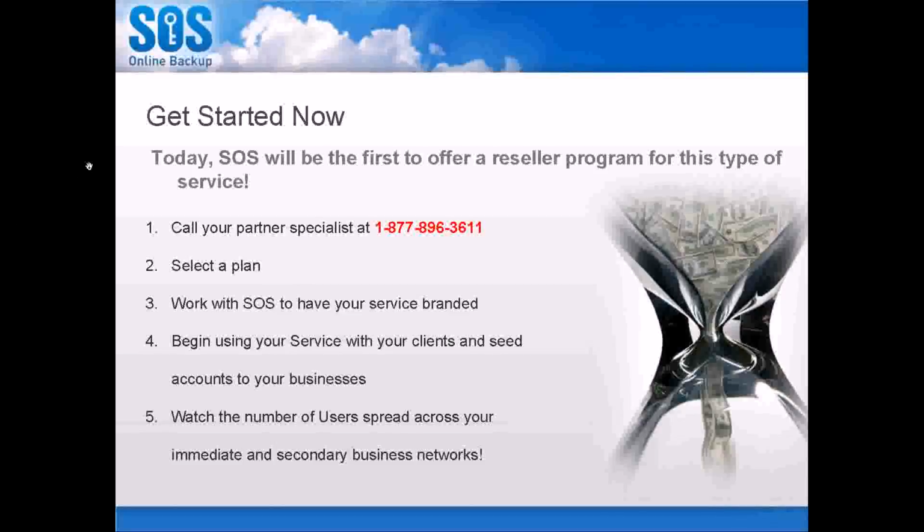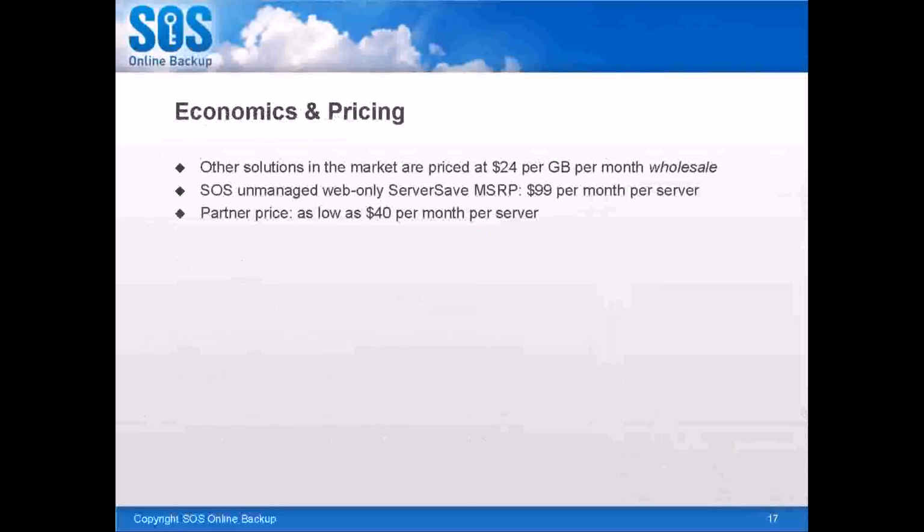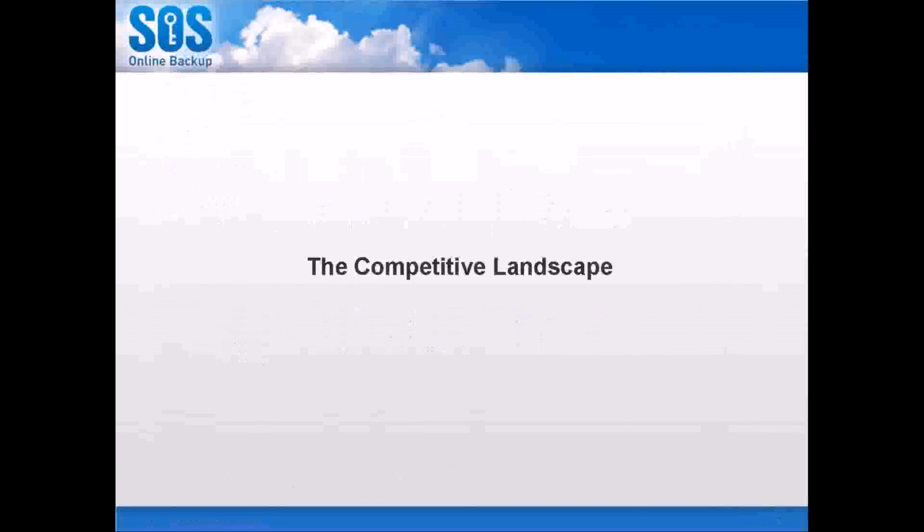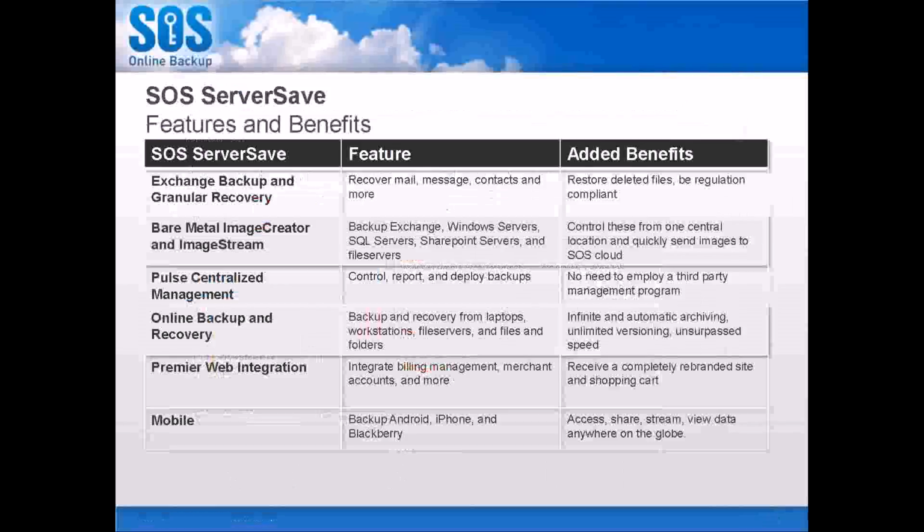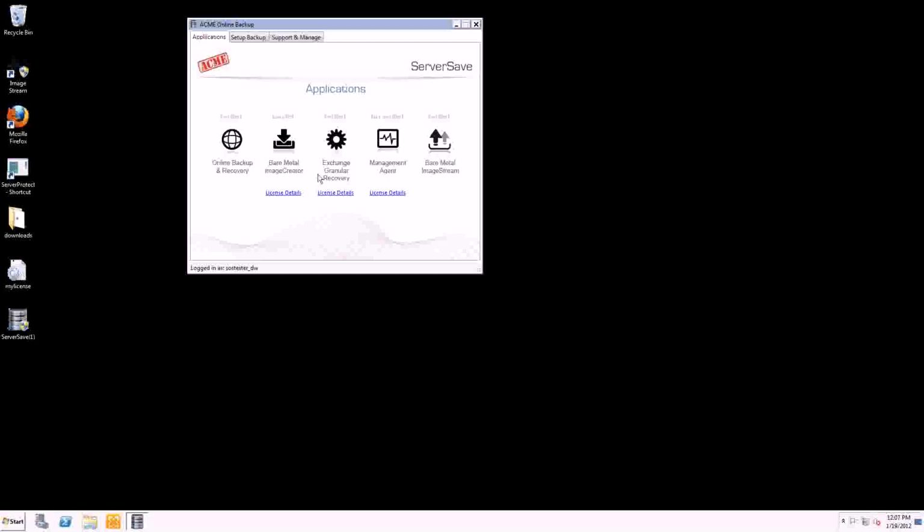All right, another question, can I restate what's included with the $370 per month? Absolutely. So if we go back to this slide, this is what you're getting. You're getting the ServerSave software, which includes an agent for Exchange backup and granular recovery, which we saw the demo of. You're getting the agent for bare metal image creator. So again, you're getting this client with all the agents included.